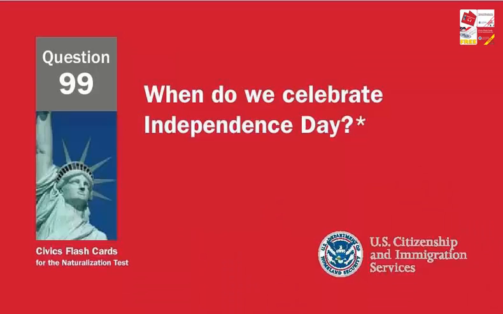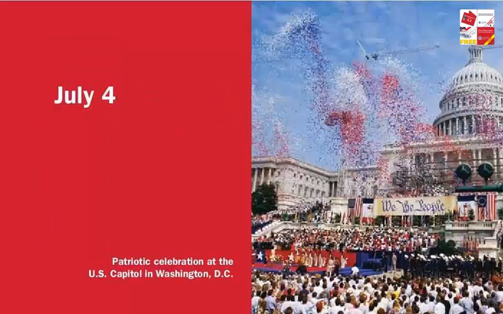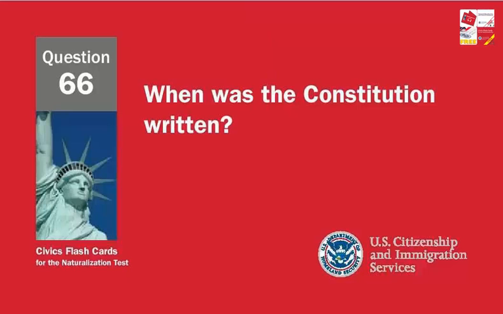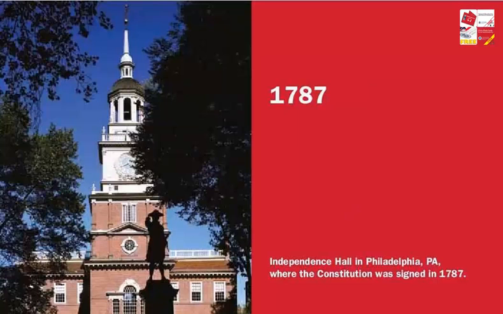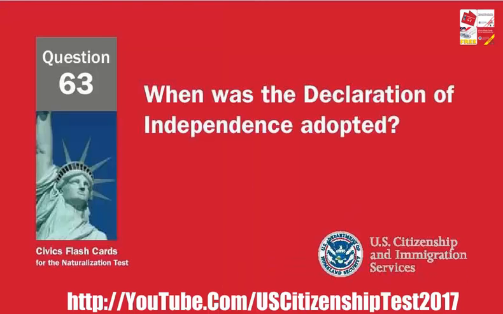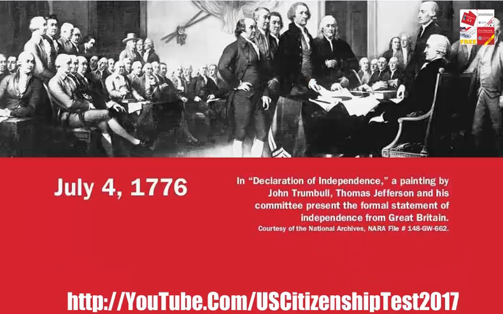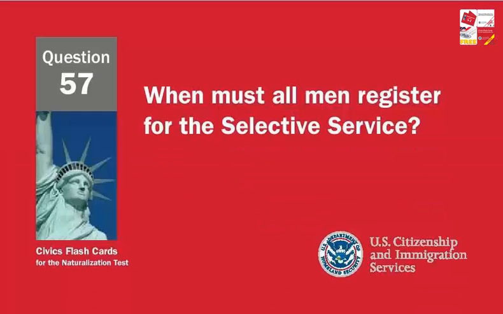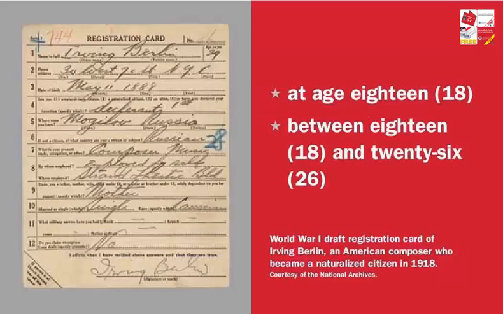When do we celebrate Independence Day? July 4th. When was the Constitution written? 1787. When was the Declaration of Independence adopted? July 4th, 1776. When must all men register for the Selective Service? At age 18. Between 18 and 26.